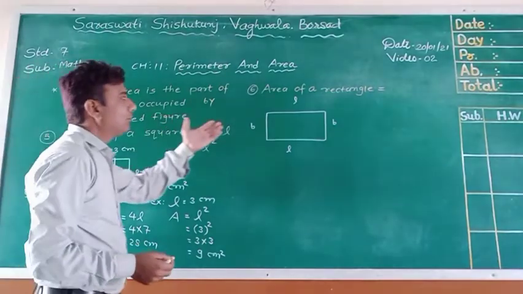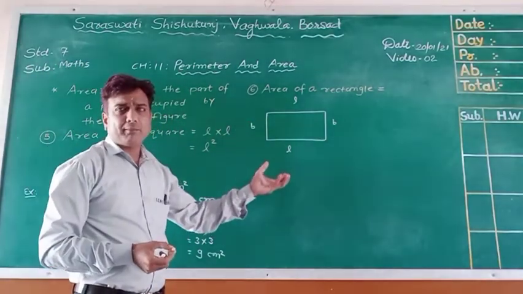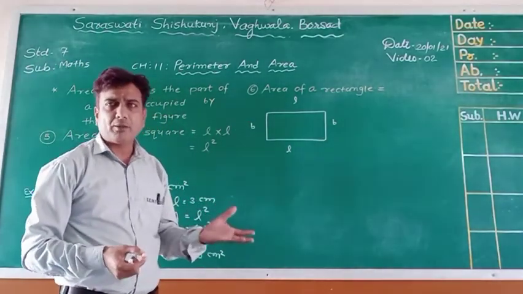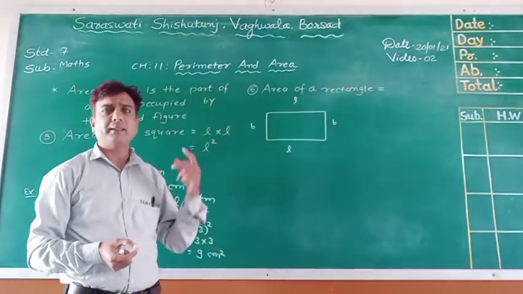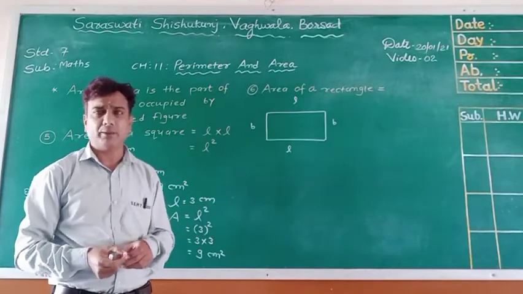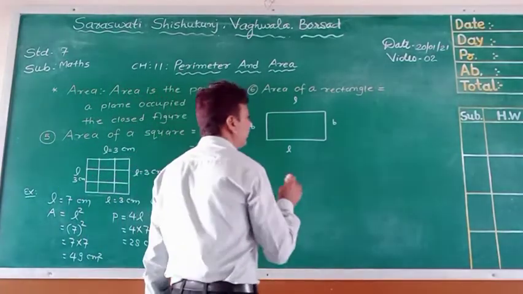And perimeter, if we want to find perimeter, we know the formula: perimeter of rectangle equals 2 in bracket (L plus B). But in this case we want to find its area. So we have to calculate the inside space here. So first we will take blocks.